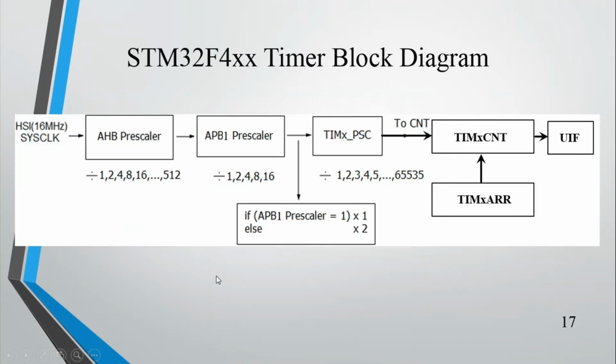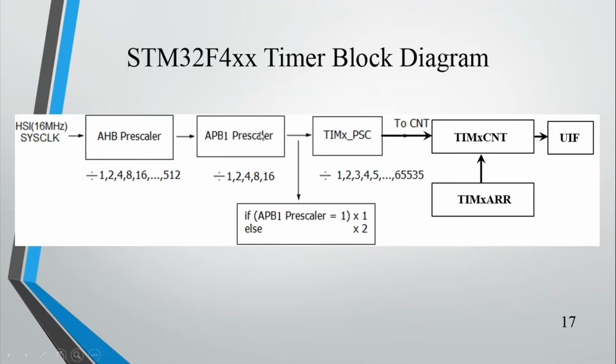So this is a timer block diagram, the general timer block diagram. Which is the clock source for the timer? HSI or system clock at 16 megahertz. It is passed through the AHB prescaler first. The output of the AHB prescaler is connected to the APB1 prescaler, right?